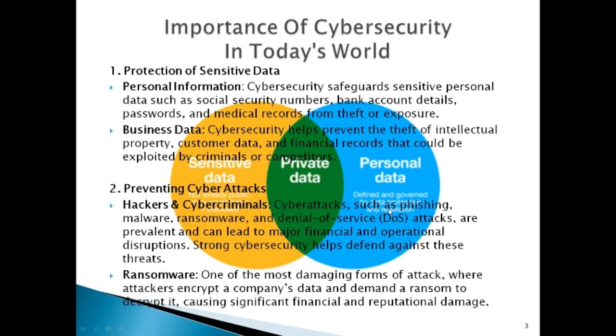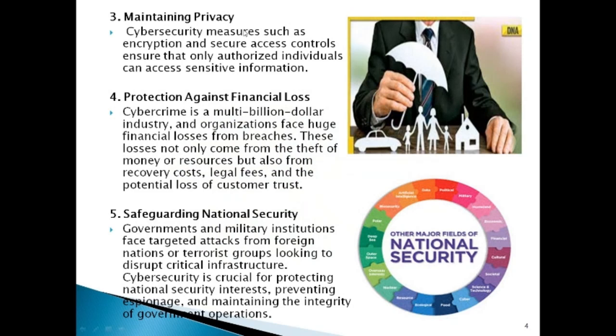Now let's make progress. Now, another function of cybersecurity is to maintain privacy. Cybersecurity measures such as encryption and secure access control, very important, secure access control, ensure that only authorized individuals can have access to sensitive information. There are levels of information, let's say, for example, in a bank: customer information, customer bank details, customer accounts, customer passwords. Only customers that have authorized access should have access to it. Any other person should be shut out. So that is one of the functions of cybersecurity.